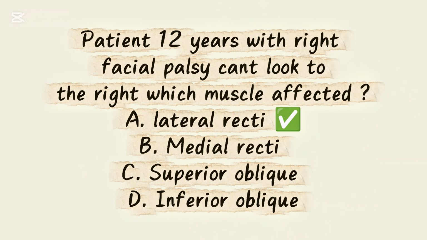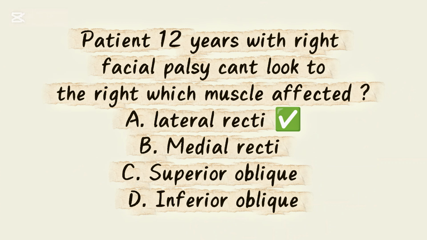A 12-year-old patient with right facial palsy can't look to the right. Which muscle is affected? A. Lateral rectus. B. Medial rectus. C. Superior oblique. D. Inferior oblique. Postoperative arthroplasty complication: A. Fracture. B. Dislocation. C. Infection.